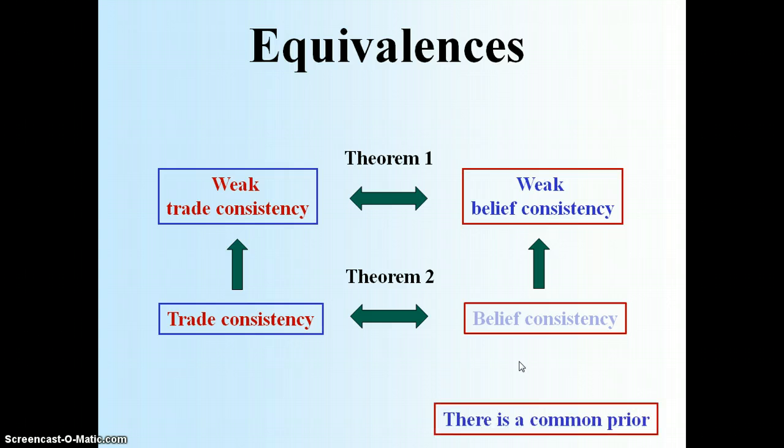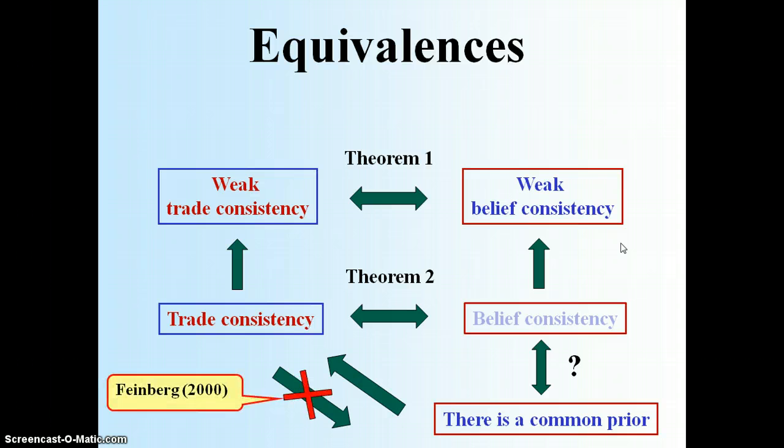And we might have thought that belief consistency is exactly the existence of a common prior. Indeed, the existence of a common prior implies trade consistency. But the other entailment is false, as was shown by Feinberg. Trade consistency does not imply the existence of a common prior, and therefore, when we formulate our theorem for countable spaces, finite or infinite, then the existence of a common prior is a stronger condition than belief consistency.